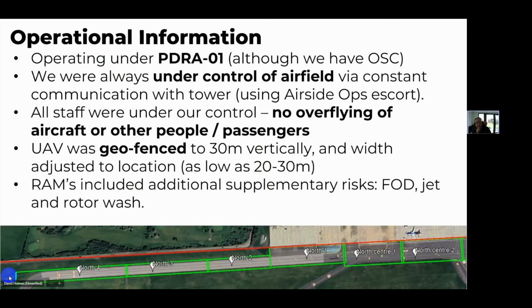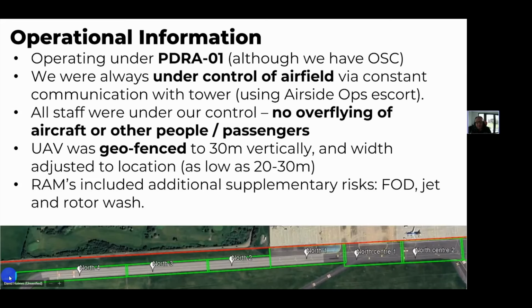So we were operating for all of this work under PDRA 01. Although we have an operational safety case, an OSC, we didn't use it for this work. And the reason is that we were not overflying people or aircraft, critically, that were not under our control at this point. So the only people who were in proximity to us when we were flying would have been our own team and the airport ops team, who obviously we had inducted in our drone safety as well.